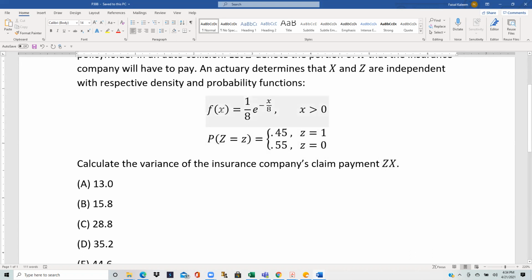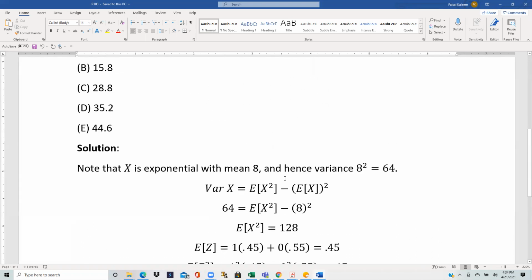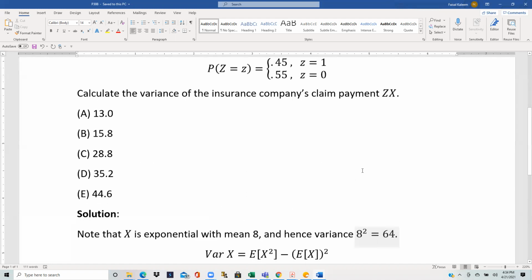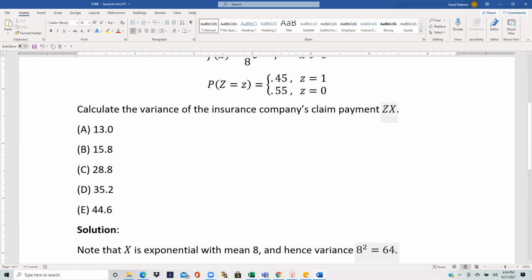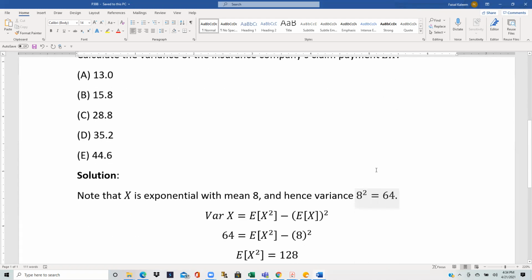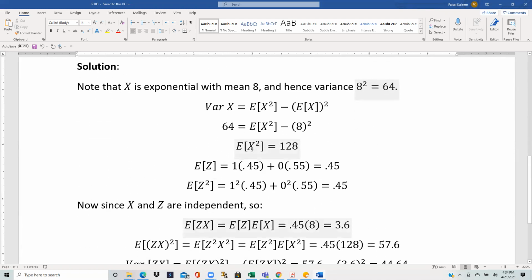So now you can see that X is an exponential variable with mean 8. Remember, the PDF of an exponential is 1 over mean e to the negative x over mean. So X is exponential with mean 8. And the variance of an exponential variable is the square of the mean. So the variance of X is 64. Since we want the variance of ZX, we will need the expected value of ZX and the expected value of ZX whole squared. And to do that, we will need the expected value of X squared.